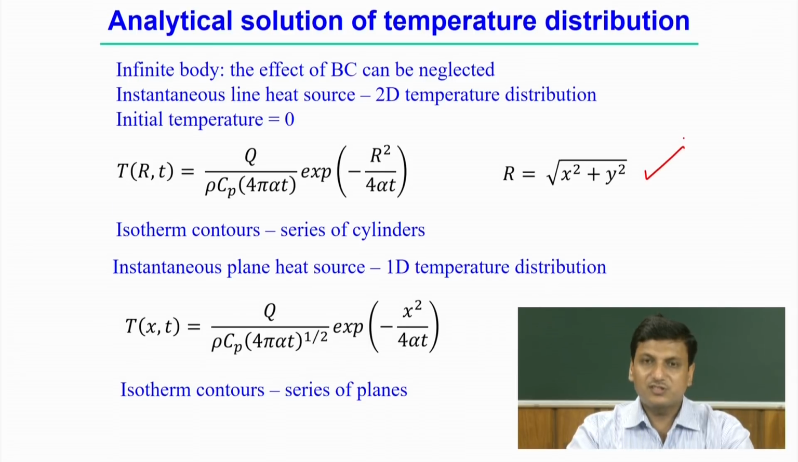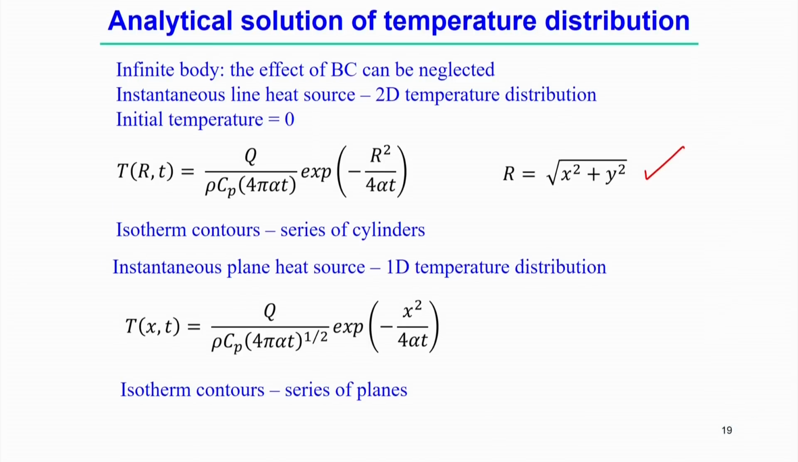Here we can see the isotherm contours in this solution for the 2D temperature distribution are a series of cylinders, and we get a similar kind of expression, but here the power is equal to 1, as compared to 3 by 2 in the earlier case when we found the 3-dimensional temperature distribution: q by rho Cp 4 pi alpha t, exponential of minus r square by 4 alpha t. That way the temperature variation is obtained with respect to one origin point.